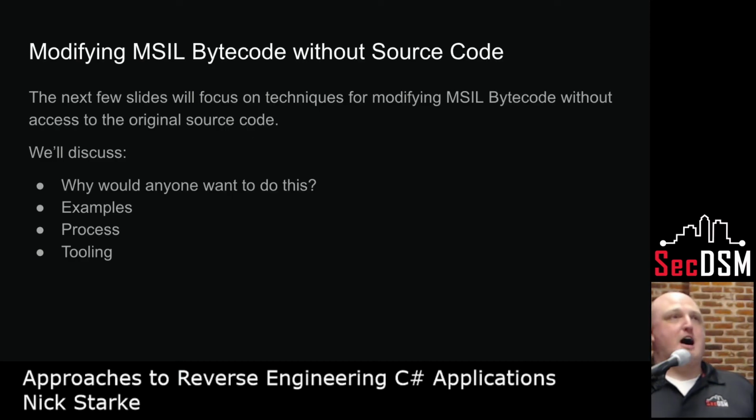So another topic that I think is important to talk about is modifying .NET MSIL bytecode without the source code. I'm going to talk over the next few slides about how you do this, how you take a .NET assembly and make modifications to it and then let it run and have it do what you need it to do as well as what it was originally intended to do. We'll talk about why anyone would want to do this, some examples, the process you have to undergo, which is quite elaborate, and then some of the tooling that helps automate or make this possible.